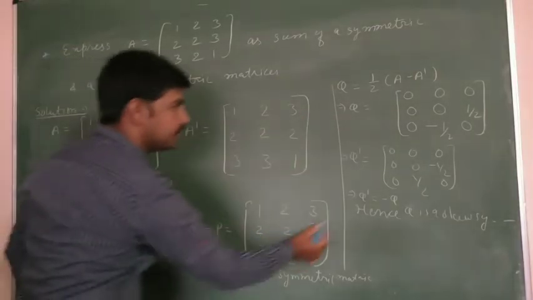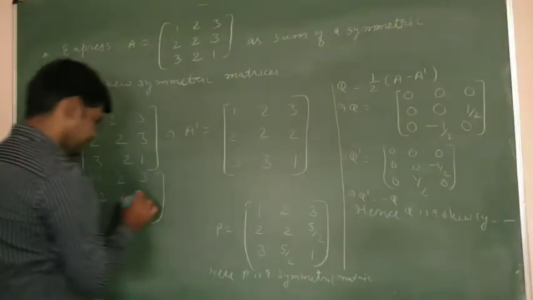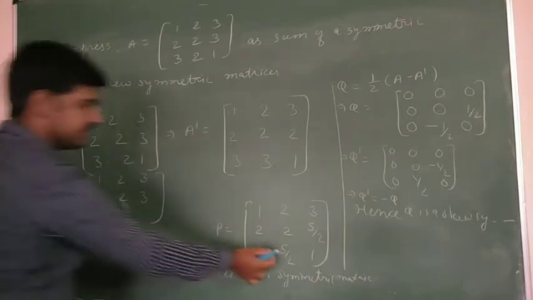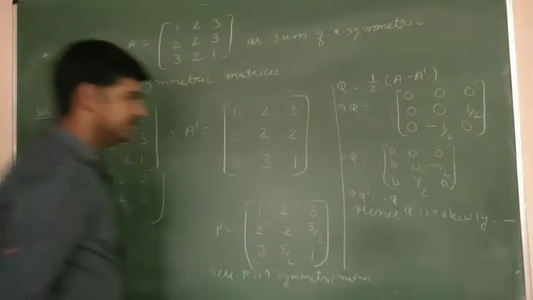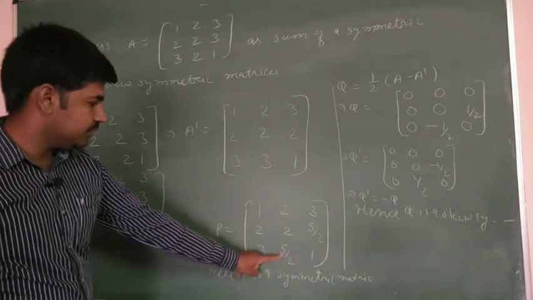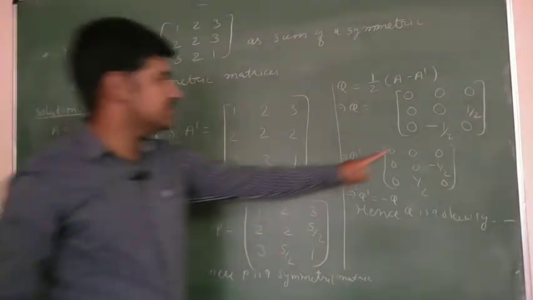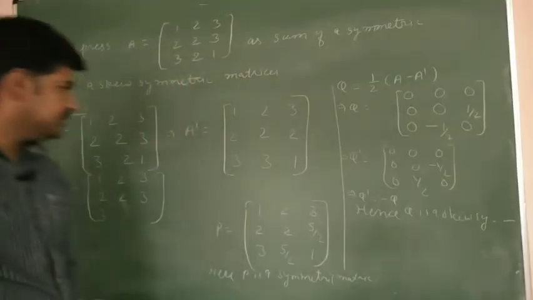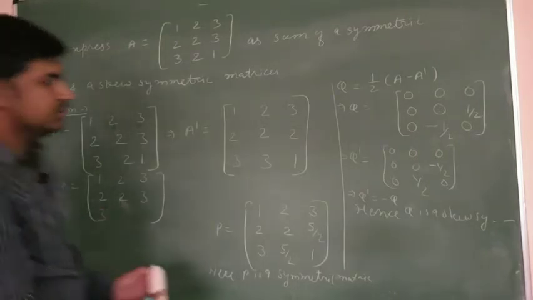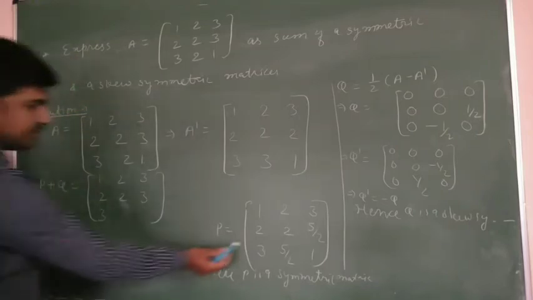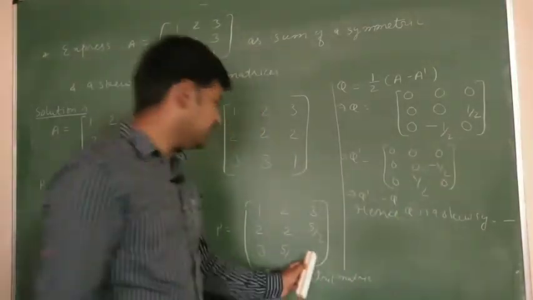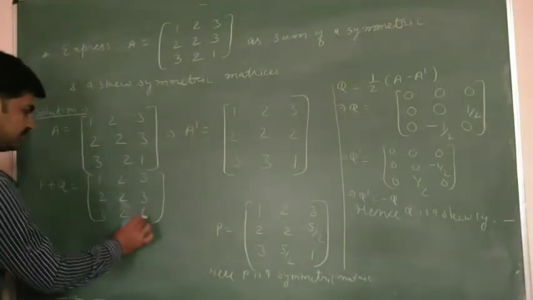And then 5 upon 2 plus 1 upon 2 is equal to 3, and the next element is 3 plus 0 is equal to 3 only, and this is 5 upon 2 minus half, that is equal to 5 upon 2, and Q is this one, minus half. Yes, it is minus half. So P is 5 upon 2, so it is true actually, students. And the next one is 1 plus 0 is equal to 1.